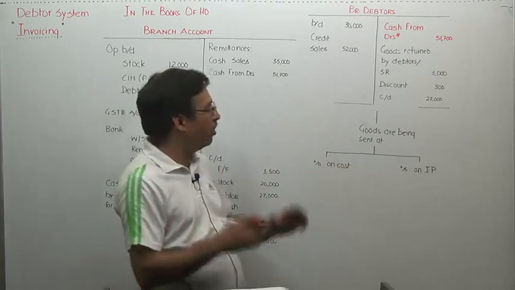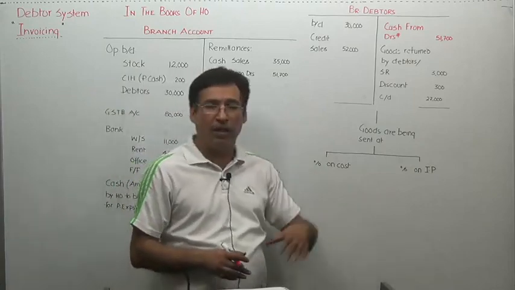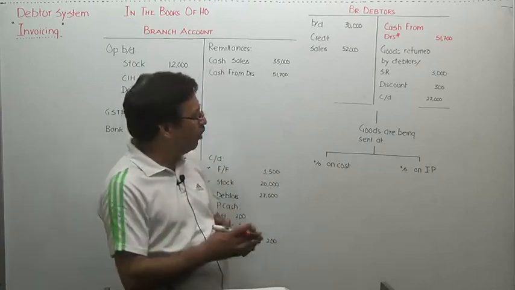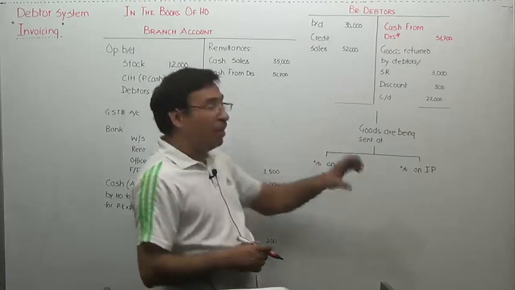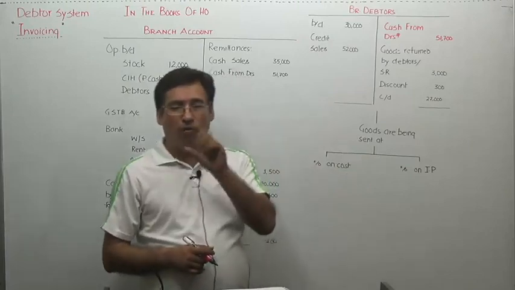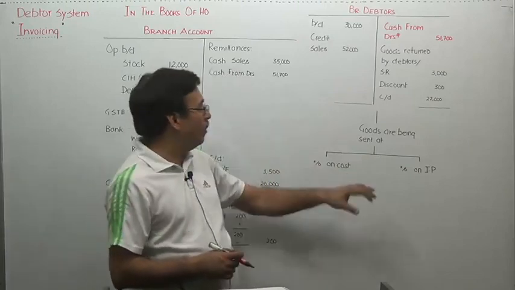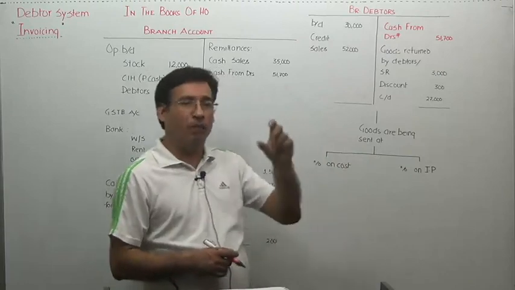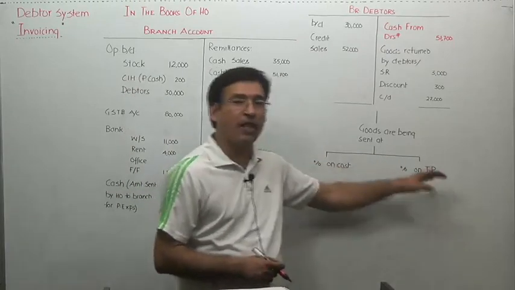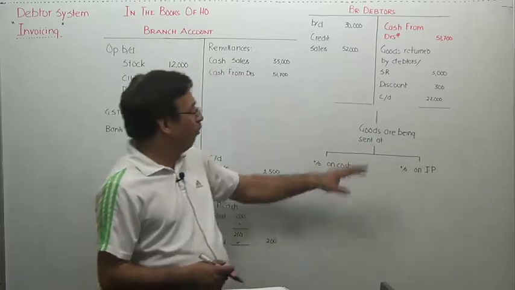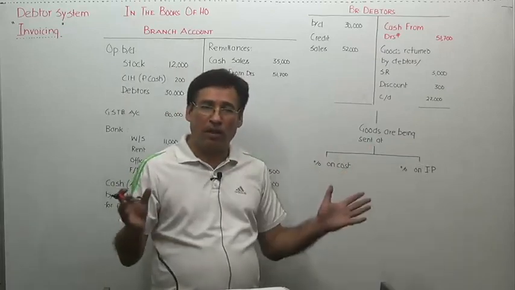So please pay attention. Once you are able to comprehend that, then we shall be able to pick up the speed later on. Correct? In questions which are related to invoice price, the opening lines will give you rates which are based either on cost or on invoice price. Either of these two, one will be given to you. Is it clear to you?